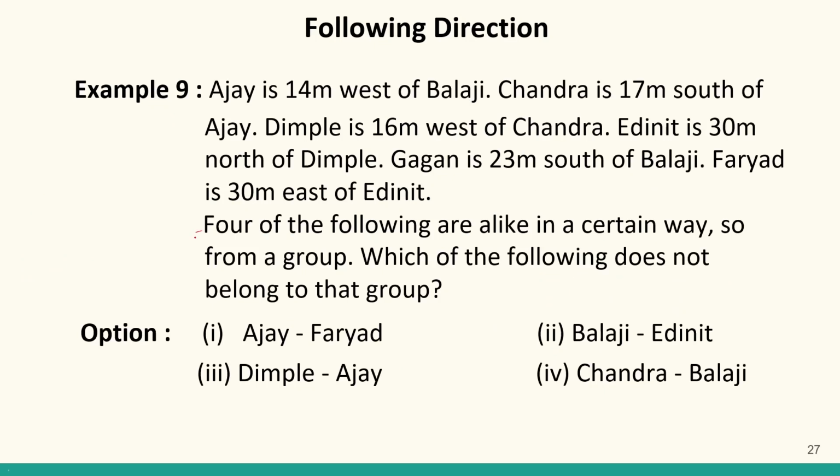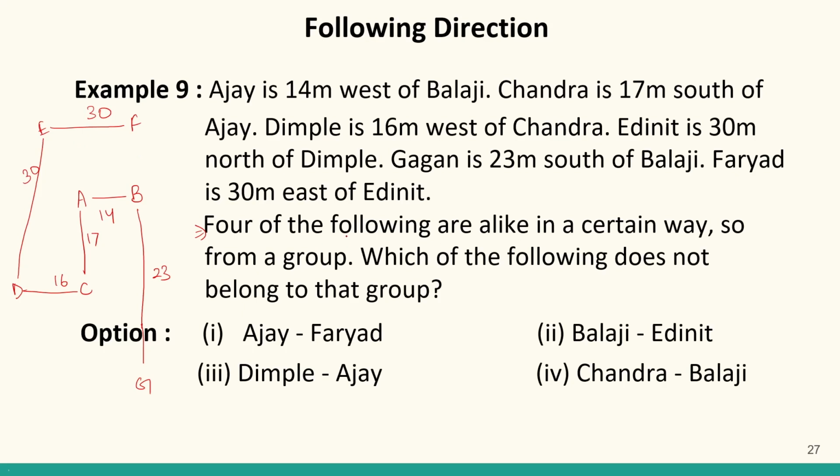Okay? Different question, same information, let us draw. Ajay is 14 meter west of Balaji. Chandra is 17 meters south of Ajay. Similarly, Dimple is 16 meter west of Chandra. Then Edenith is how much? 30 meter to the north of Dimple. Similarly, Gagan is 23 meter to the south of Balaji. And Faryad is over here, 30 meter east. This is the information.